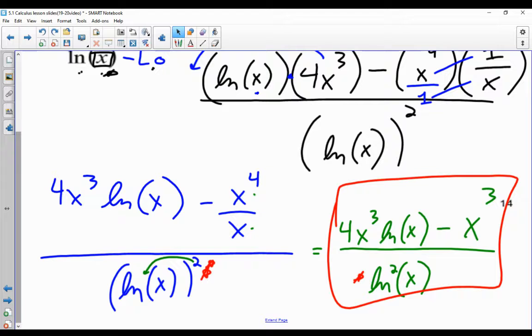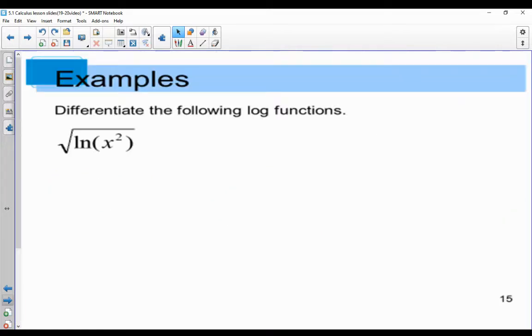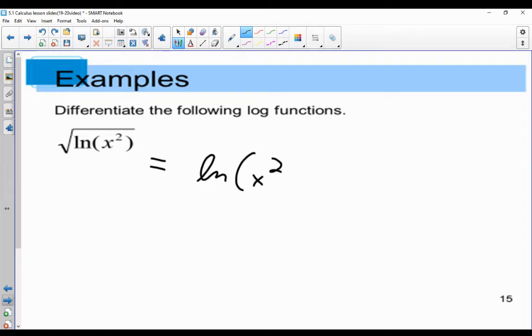All right, we're going at a pretty good pace. Let's try some other problems that don't use the product or quotient rule. Differentiate the following log function. This one's got a root. And you guys know very well, anytime you have a root, that means you'll have to rewrite your function, or rewrite the root as the power of 1/2, where the 2 comes from the root, the 1 comes from the power of the inside.